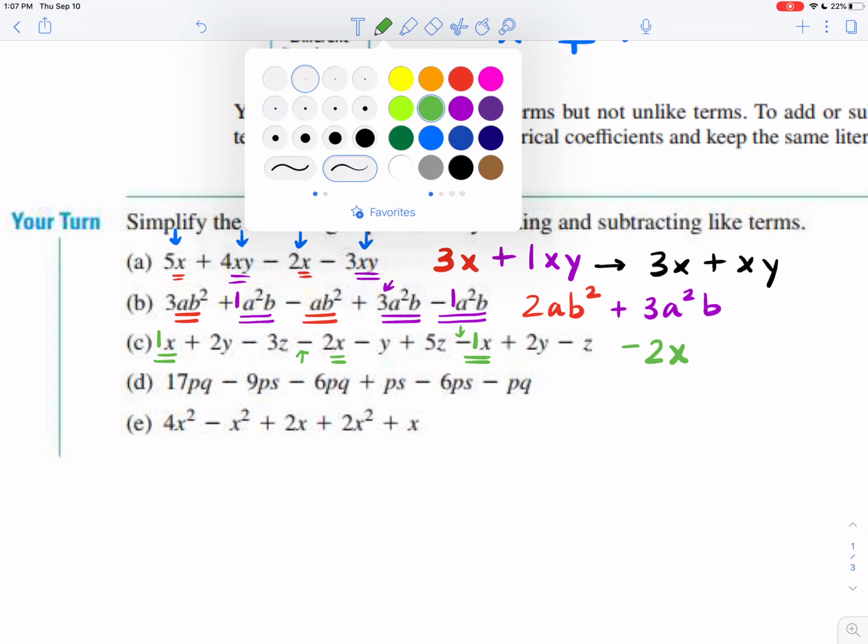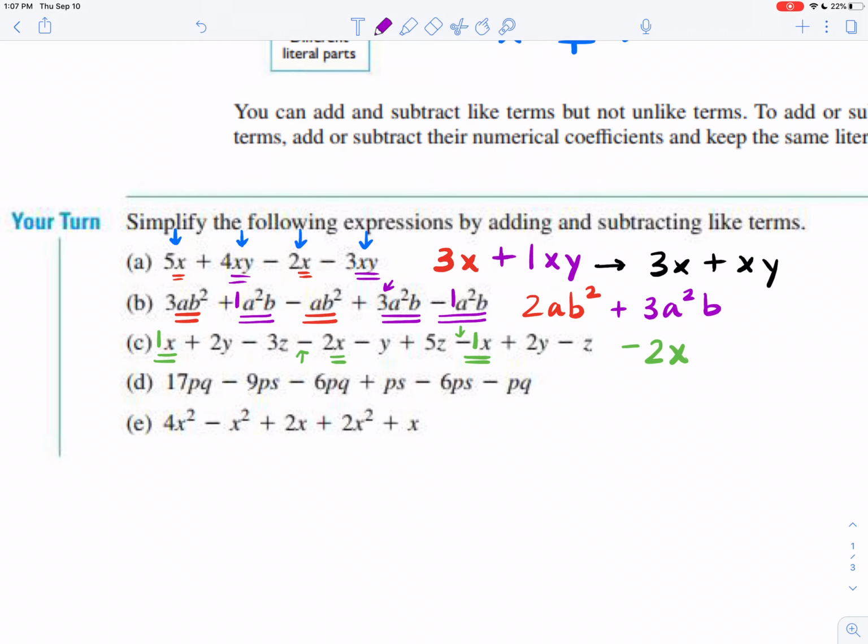All right, the next one I see is a y. I've got a 2y here. I've got technically a negative 1y and a positive 2y. Combining their numerical coefficients, I've got 2 minus 1 would be 1, plus 2 would be 3, and the literal part stays the same.